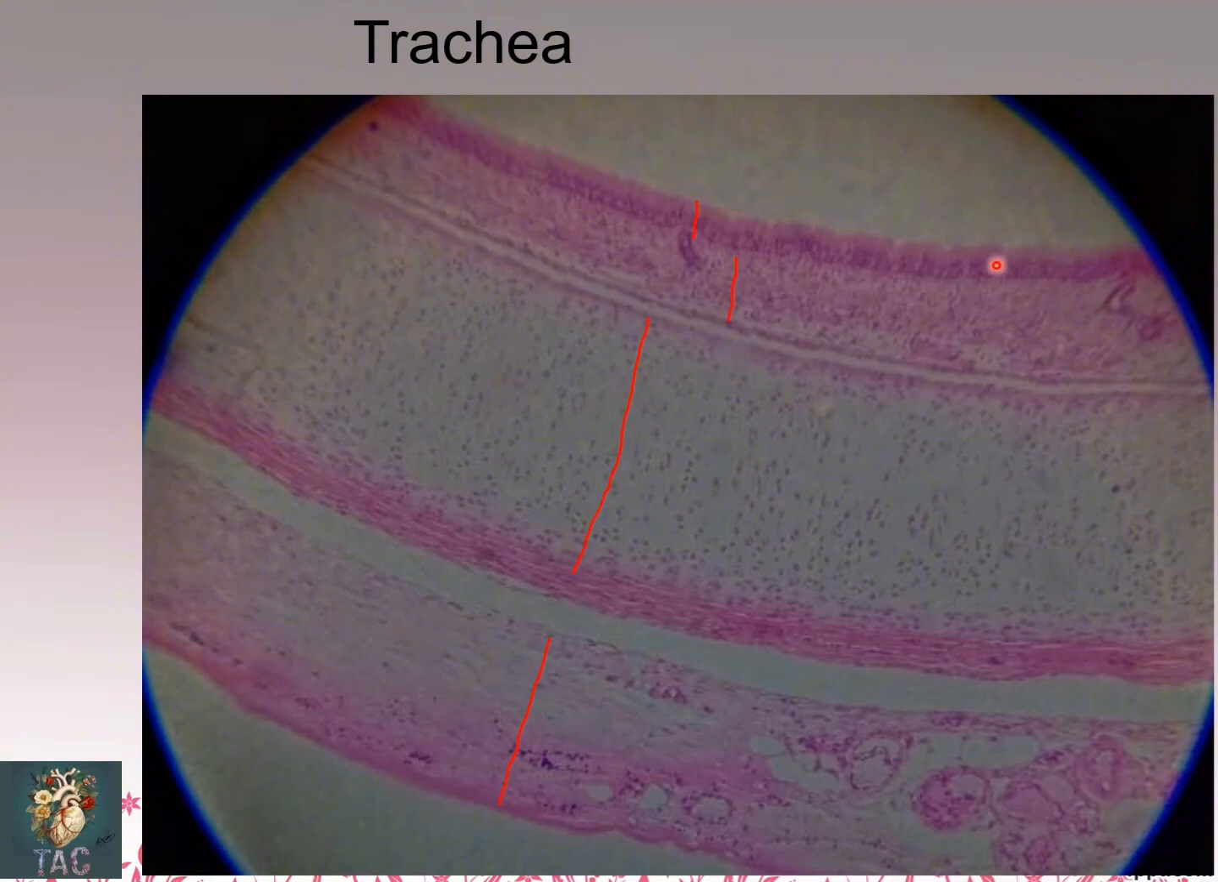This is the epithelium, which is pseudostratified columnar ciliated. Beneath the epithelium is a very small amount of connective tissue forming the lamina propria. Then this is the submucosa, in which you can see a cross section of the gland as well as the duct of the gland. Here you can also see the duct of the gland. Then this is the hyaline cartilage, and then the outer layer, the adventitia, which is loose connective tissue containing blood vessels, nerves and lymphatics. So this is the slide of the trachea at the lower magnification.